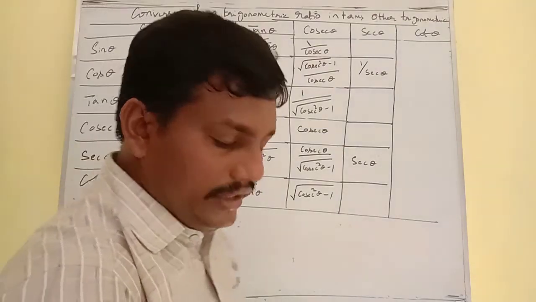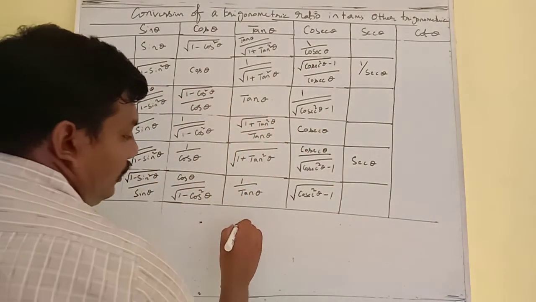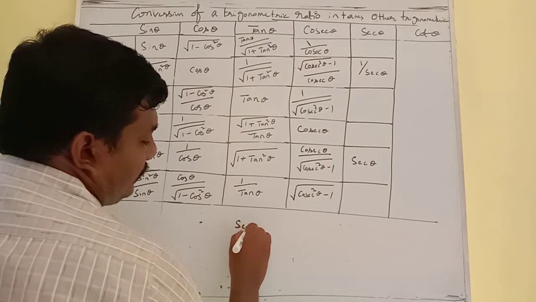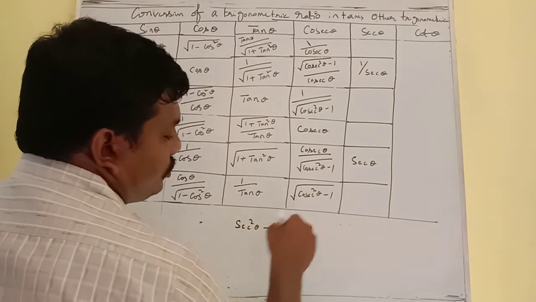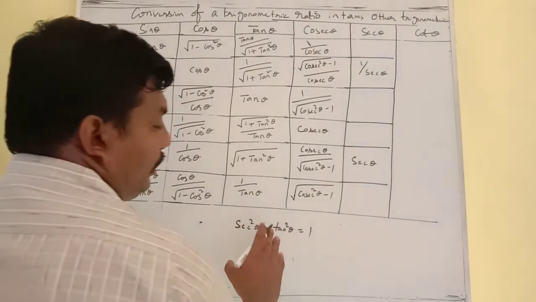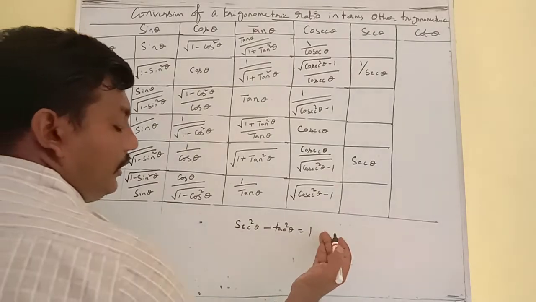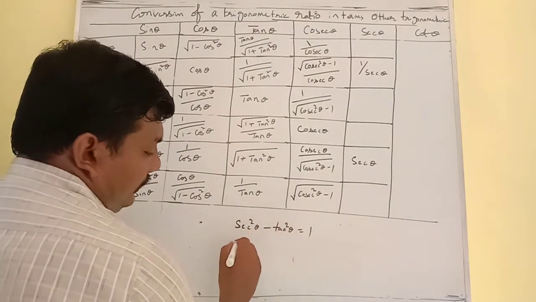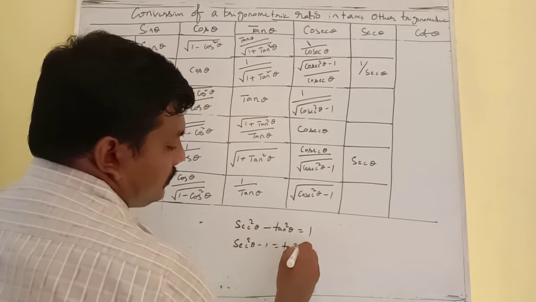So we have the relation between secant square theta and tan square theta: secant square theta minus tan square theta is equal to 1. From this we are going to find tan square. Take tan square to that side and transpose 1 to this side. This is secant square theta minus 1 is equal to tan square theta.